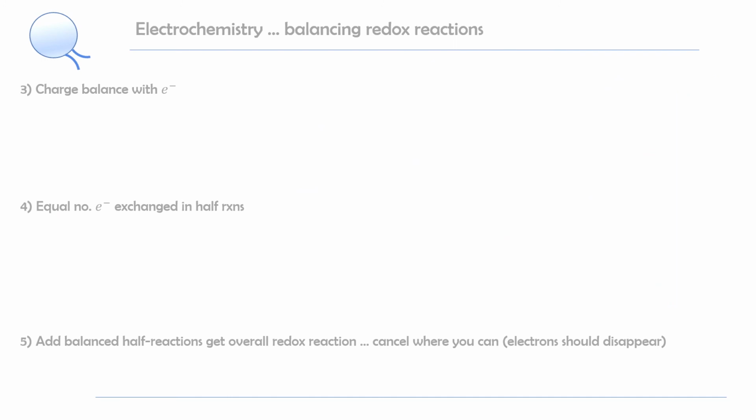Okay, carrying over our oxidation, nickel solid going to nickel 2+ ions. Okay, and I must charge balance with electrons. It's neutral on the left, so I have to add 2 electrons over here.